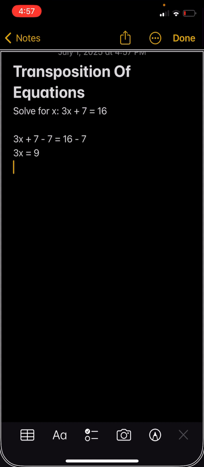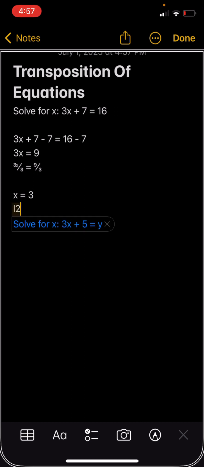But something is still happening there. x is still being multiplied by 3, the coefficient on the x. So what we need to do is divide both sides by 3. And so we have 3x over 3 is equal to 9 over 3. When we simplify that, the 3s disappear, and we have x equals 3. Easy like that? Yes.